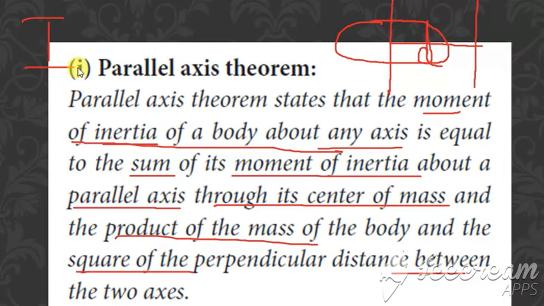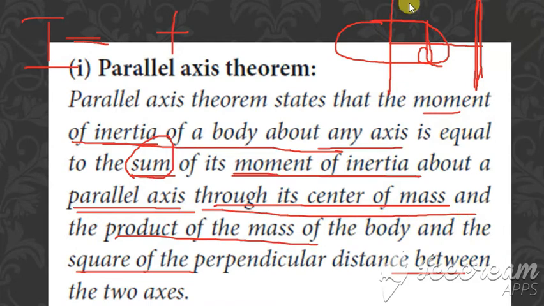So what is said here is the moment of inertia about any axis. The moment of inertia about any axis is this axis. That is being denoted by the letter I, and that is equal to the sum of. Since it is a sum, we are writing plus. The sum of what? The moment of inertia about a parallel axis which is through its center of mass. So this is one parallel axis, and this is the axis parallel to it. It passes through its center of mass. That is written as I of G, or we can also write I of C.